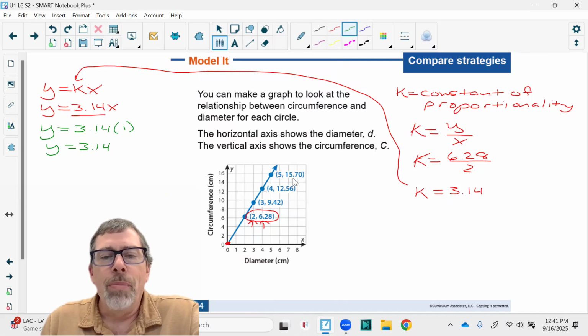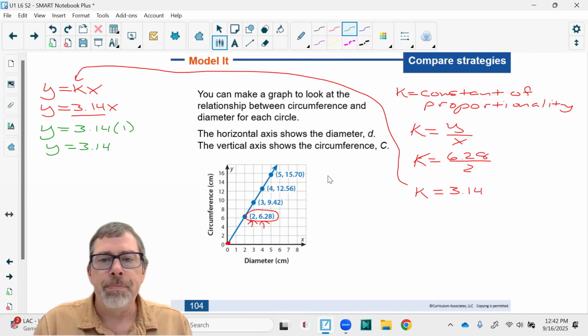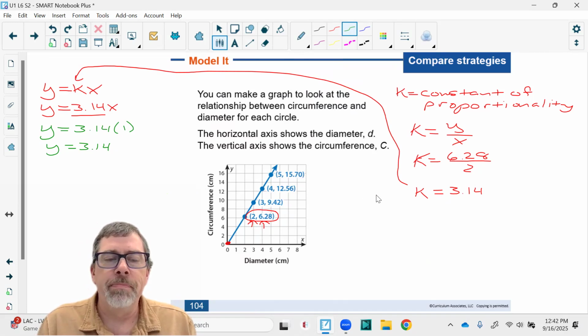All right, so no matter what I plug in now, I could find the circumference if I know the diameter, or if I knew the circumference, I could find the diameter, or vice versa. Okay, and that is a constant of proportionality.